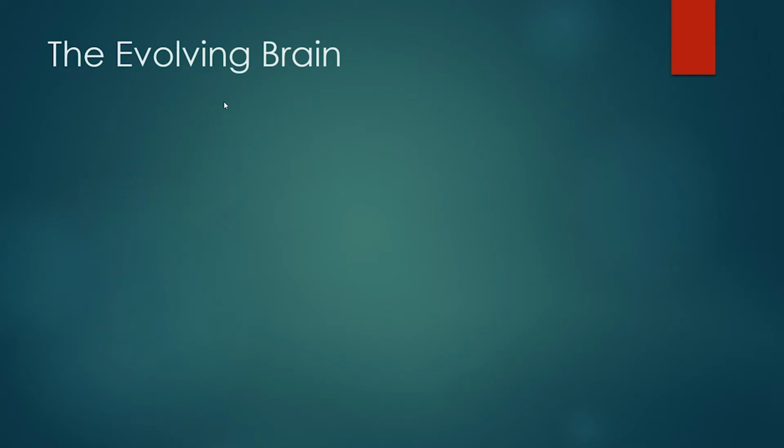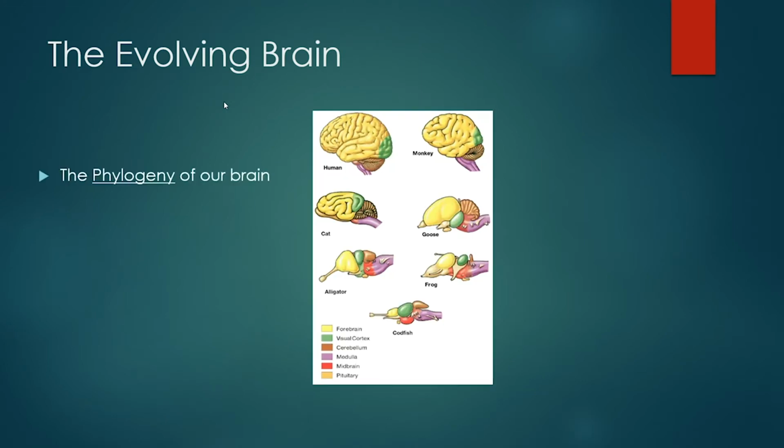Cool. So we're going to start with the evolving brain. And so you guys have probably heard the term lizard brain before. And what people are referring to when they say things like that is the phylogeny, the phylogenetics of brain development and evolution.